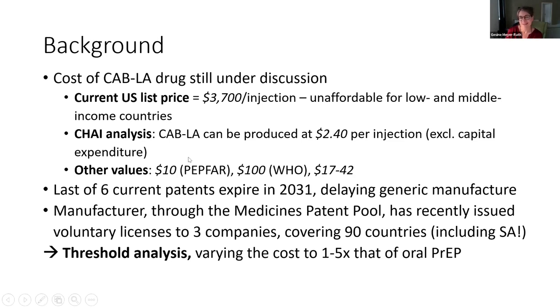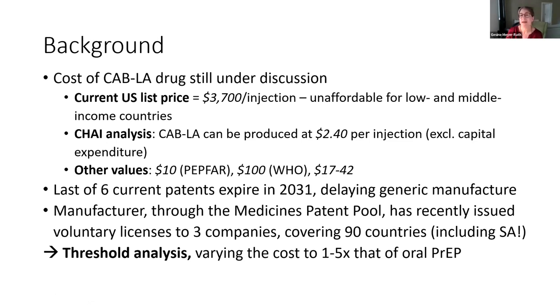CHAI has analyzed this, so the Clinton Health Access Initiative, and they think once the capital outlays are taken into account, you could be producing this injectable at a price of $240 per injection. So you can see those are kind of 3 orders of magnitude, 4 in fact, away from each other. So it could be much cheaper. Of course, that's not what the US market is being asked to pay, but where should the price lie for a much poorer country like South Africa? Others have weighed in, and there's a whole big range that was bandied about for the last 15 months.